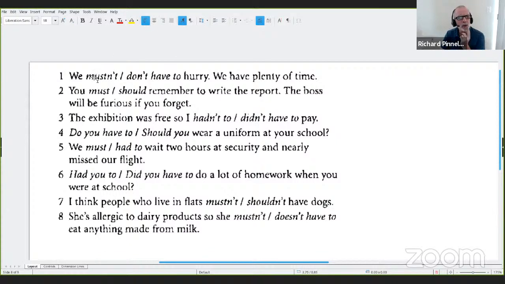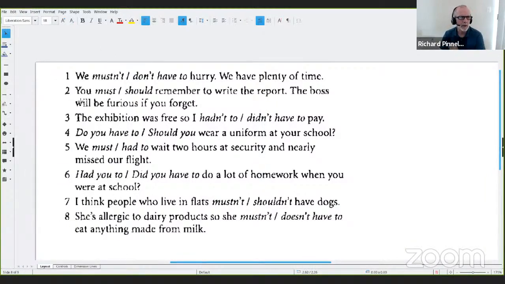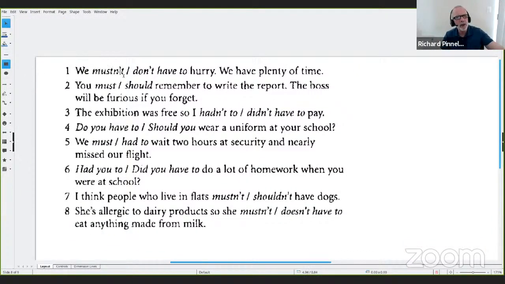Tenemos, en cada pregunta, tenemos dos opciones. Tenemos que escoger la opción correcta. Déjame, because I'm looking for este. So, ¿cuál es la opción correcta? We mustn't hurry, we have plenty of time, or we don't have to hurry. ¿Quién en el chat me puede decir cuál es correcto? We mustn't hurry. No tenemos que apurarnos, or we don't have to hurry. ¿Cuál es correcto?